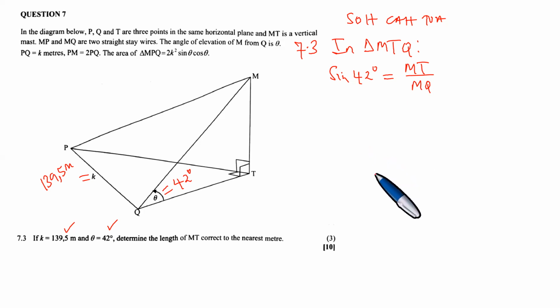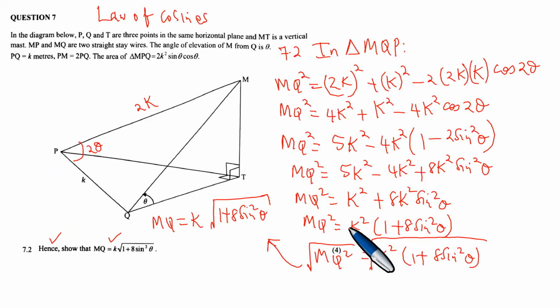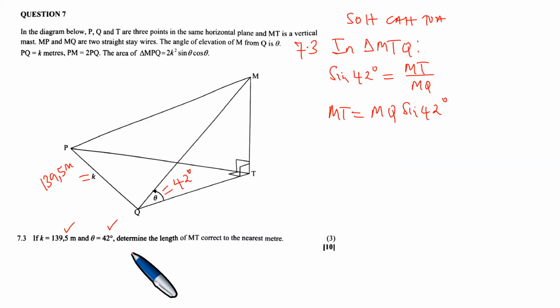So what is this now? Mr. Examiner, we are able to get the length of MT, but there are a couple of things we need to know. We can cross multiply. If we cross multiply, MT becomes MQ times the sine of 42 degrees. MQ we already know from the previous question, so we just need to copy that one. We proved MQ there. So MQ is actually k times the square root of 1 plus 8 sine squared of theta.